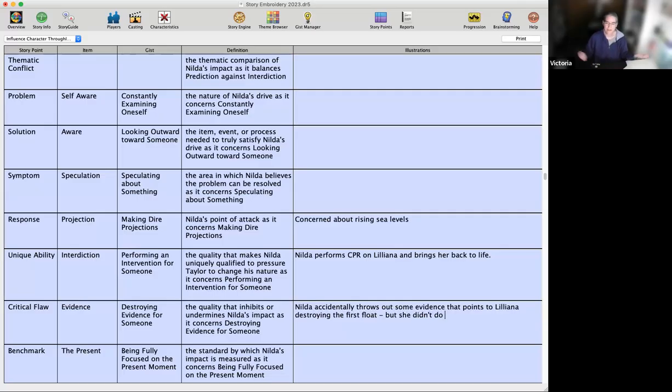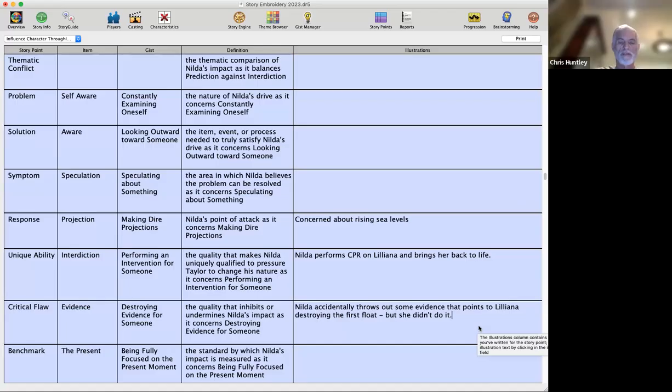He didn't, because it's the sea level raising. But this favors the main character counterpoint of suspicion. Right. Excellent. Okay.